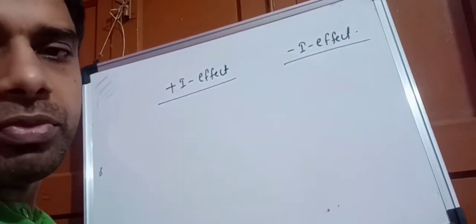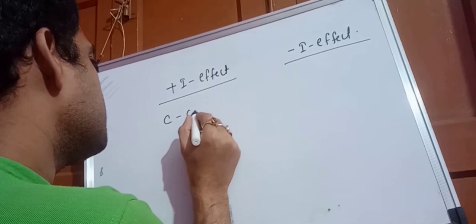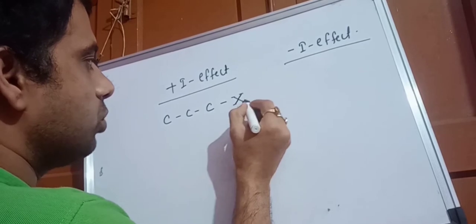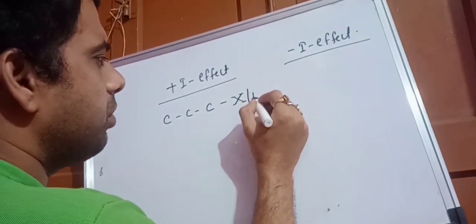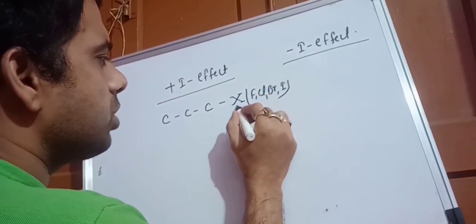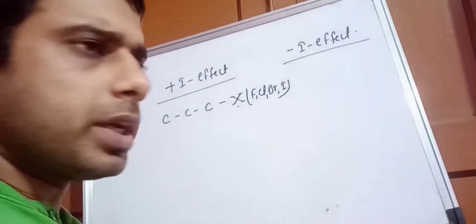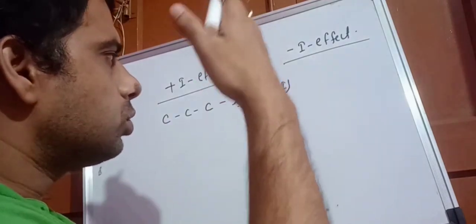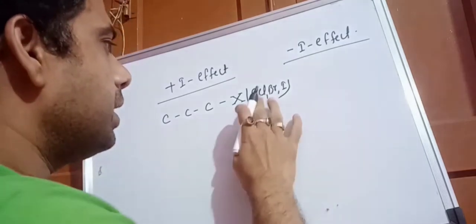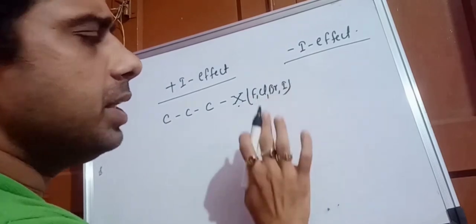Okay, so what we will see is that if there is a chain C C C, here X means halogen, and X can be anything: fluorine, chlorine, bromine, iodine. Or in place of this X, some group can also be there. Some functional group will also be there, but it will be present along with the ring structure. In this structure, in the long straight chain, we can take F, Cl, Br or I.